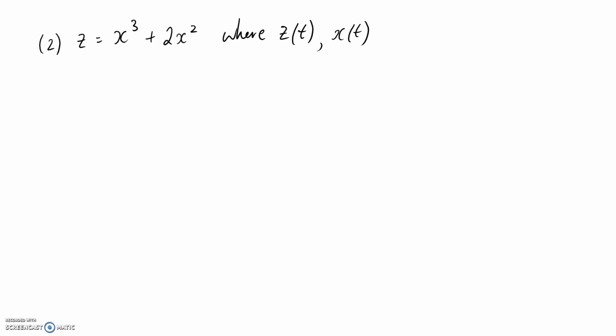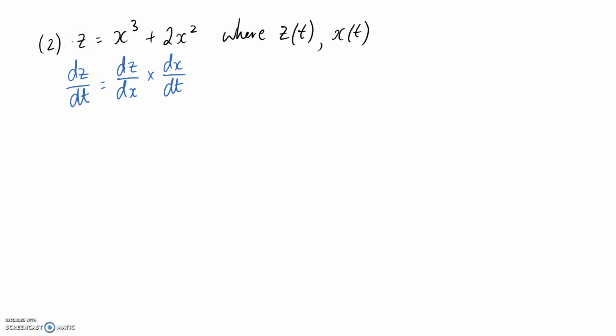Alright, so for this one we have z is equal to x cubed plus 2x squared, and we're told that both z and x are functions of time. So again, we're going to need to use the chain rule in order to evaluate this. So dz on dt is going to be equal to the derivative of z with respect to x, so essentially the derivative as you would normally do it for this equation, but then because x is dependent on time, we've also got this dx on dt in here. So you see that the dx essentially cancel out with each other, and we're left with dz on dt, which is what we want to find.